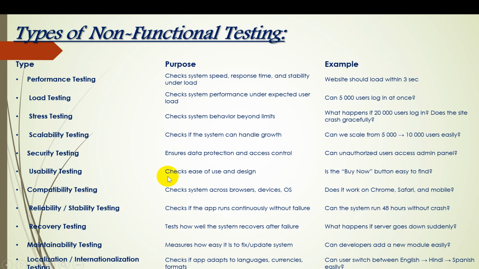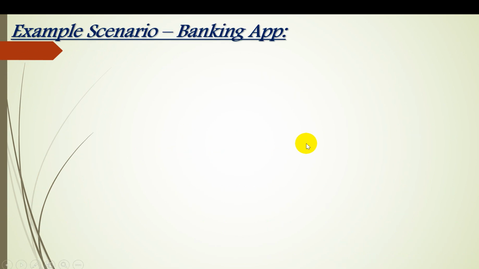Okay. Now next point is, we have another point. We can take one example, but before that I want to tell you these are the different types of non-functional testing. These are very important points. You should understand all these things. Okay, so let's move towards the next point. Now next point is example. Okay, one more example I want to show you guys.